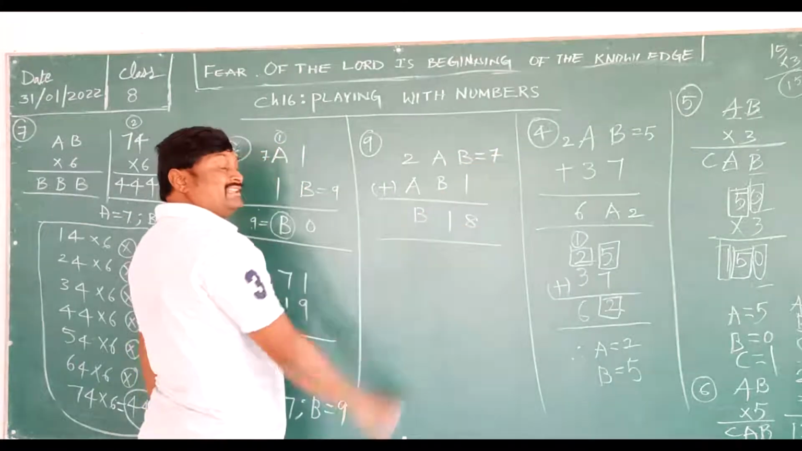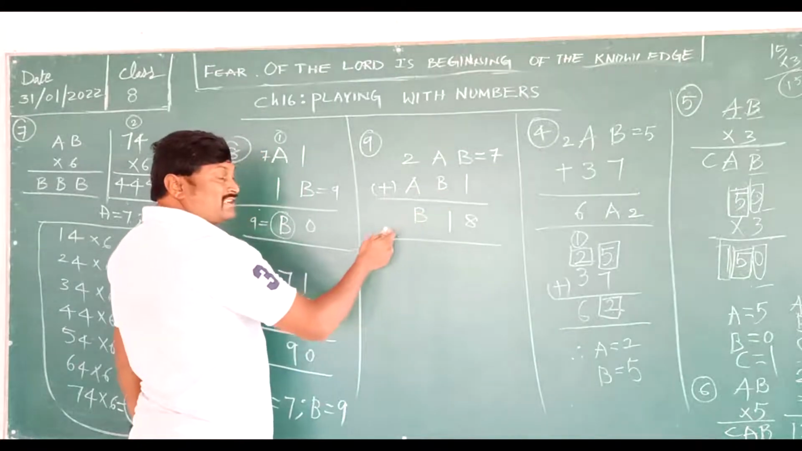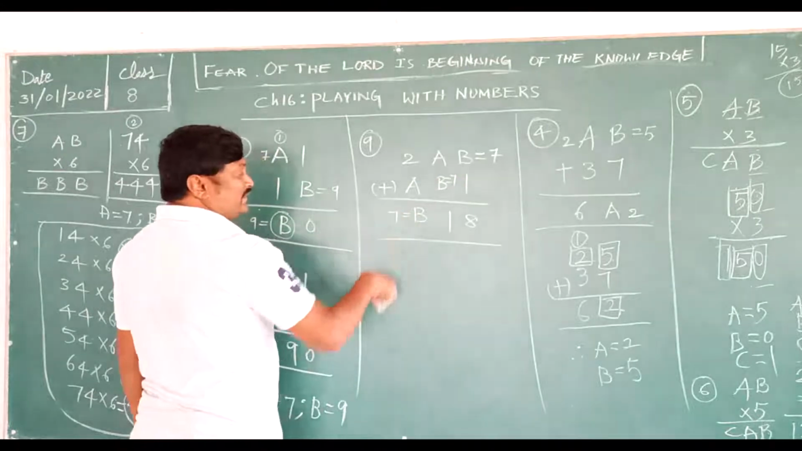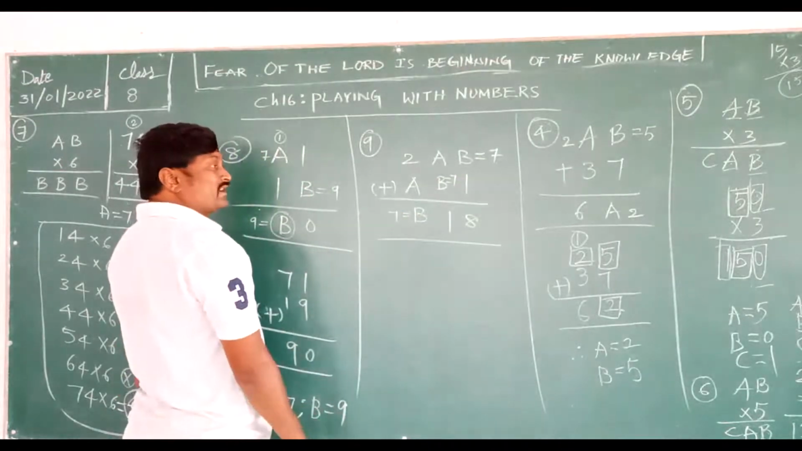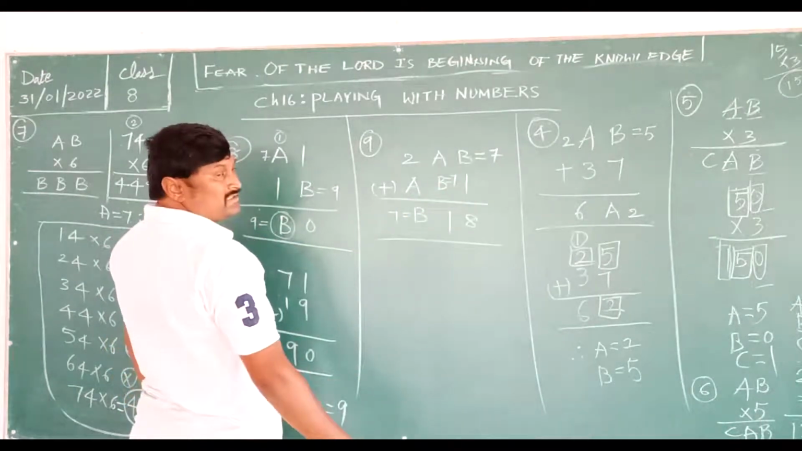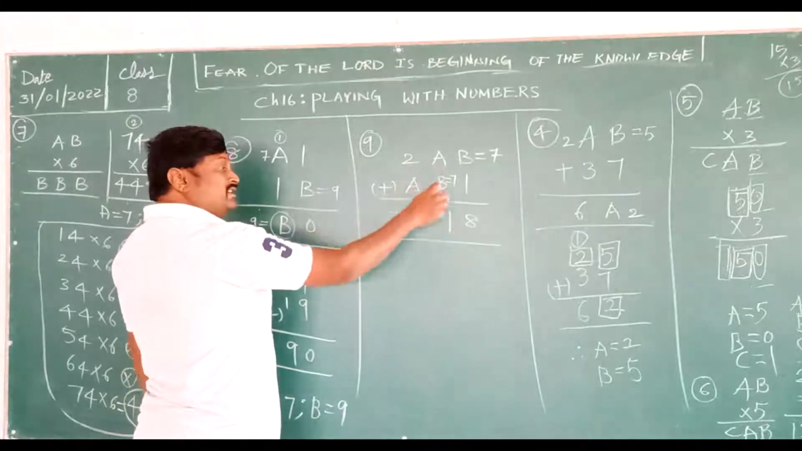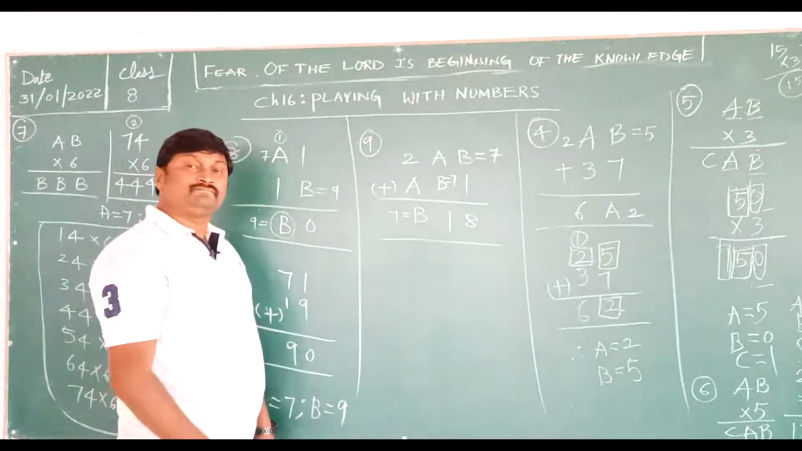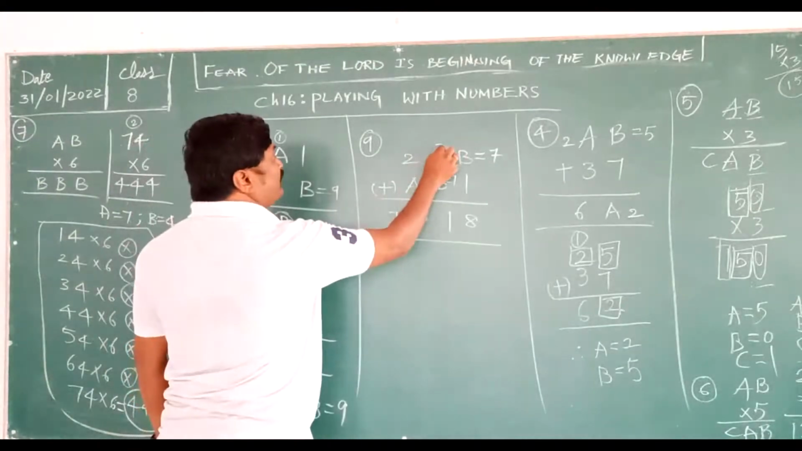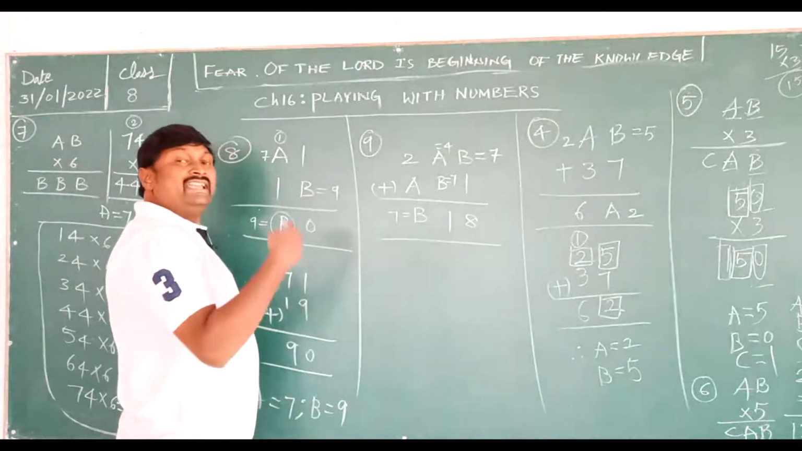7 plus 1, then 8. In the ones place B is 7. Wherever B is there, in all the places write 7. This is 7 and this also is going to be 7. Okay. So now let's check here. Here 7 is there and here 1 is there. So what should A be to get 11? So it should be 4. A should be 4. Then 7 plus 4 you are going to get 11.